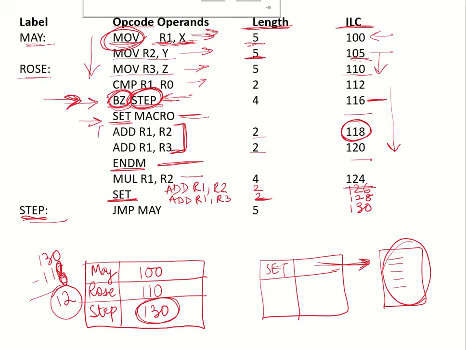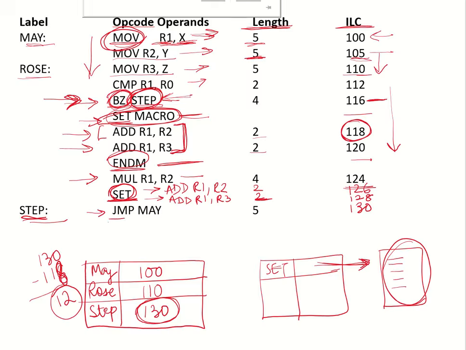Then we will have the binary for the next instruction. This set macro has disappeared. It was already taken care of in the first pass. These instructions will be converted into their binary. This does not exist. Mul will be converted into binary. Set does not exist because it has been replaced by its definition in the first pass. So these instructions, add instructions, will be converted to binary.